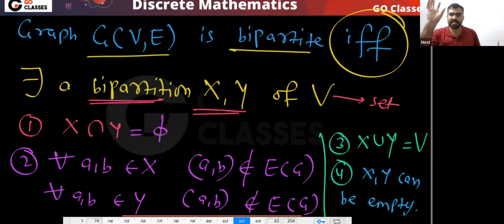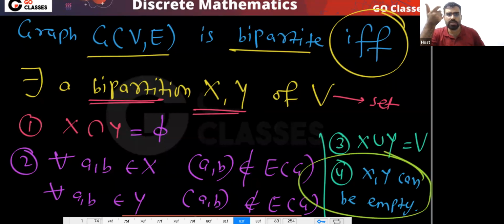All other conditions are same as partition of a set. Only this condition is not same as partition of a set. Because remember, when we do the partition of a set, a part cannot be empty. Yes or no? Do you remember? Partition of a set. When you do partition of a set, then a part cannot be empty. But this is the only change.